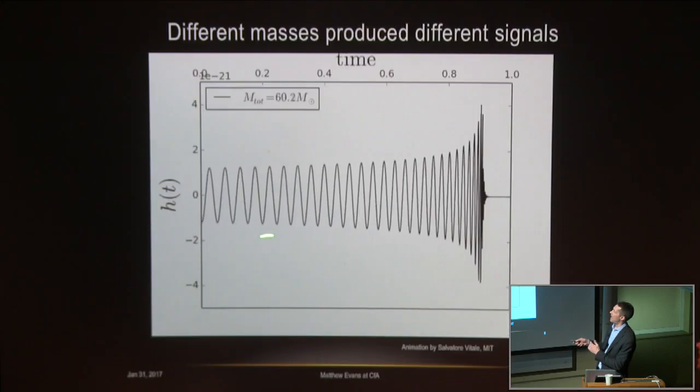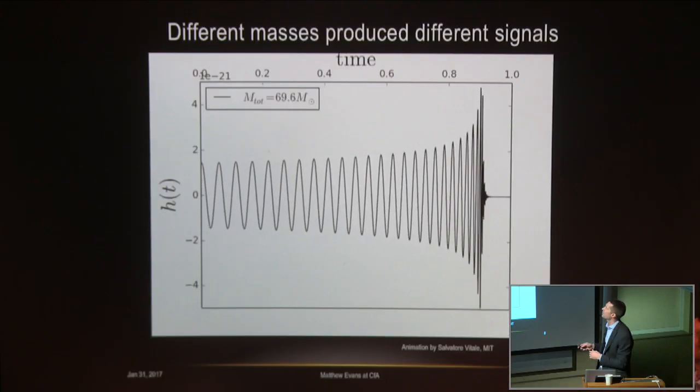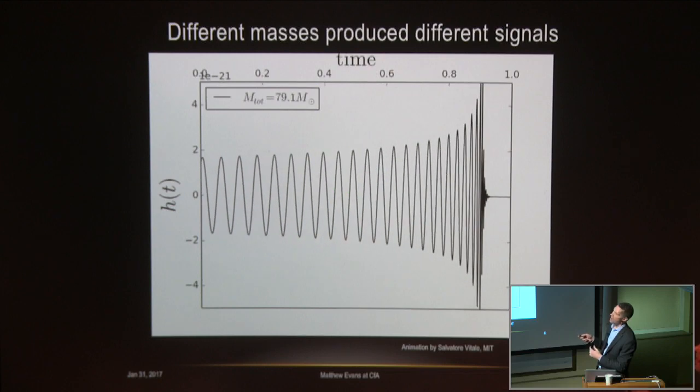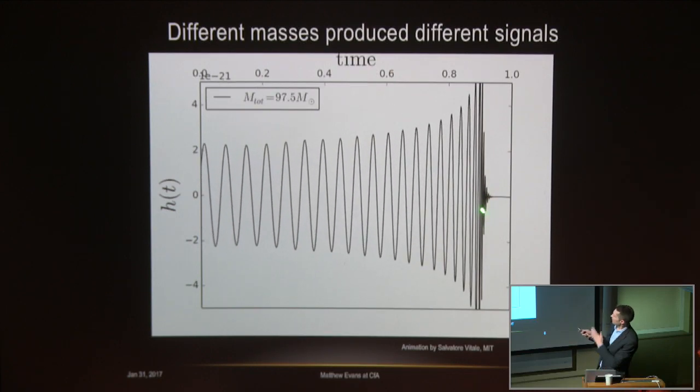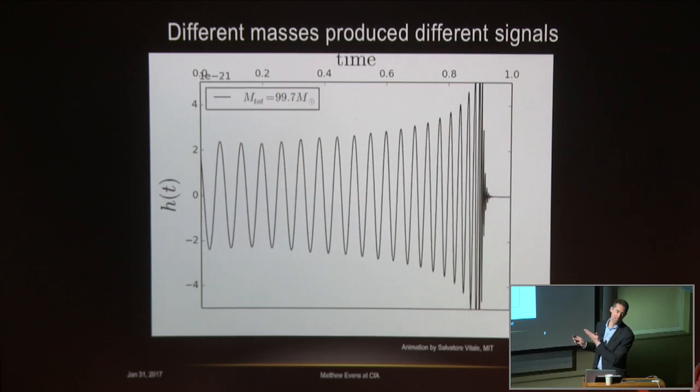So here you see, as I ramp up the mass of my system that's generating this wave, the frequency is going down, so the wavelength is getting longer. The amplitude of the whole thing is growing, higher mass if you keep it at fixed distance. And then this merger over here, I have it at a fixed time, but it's getting lower in frequency.